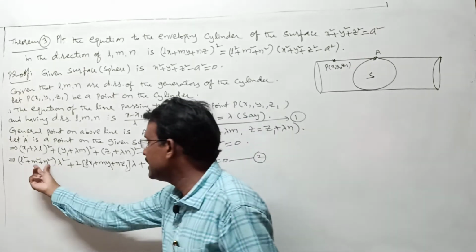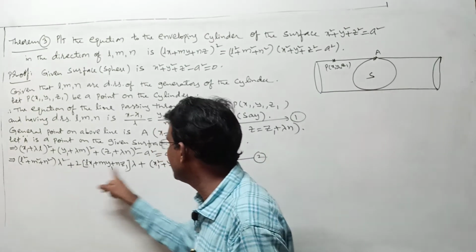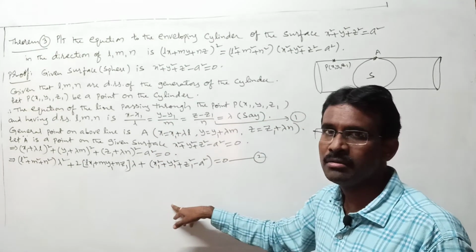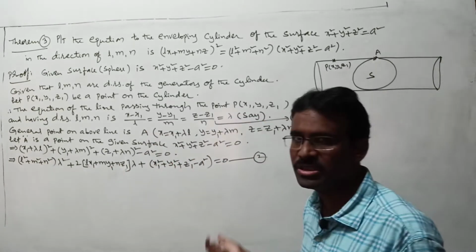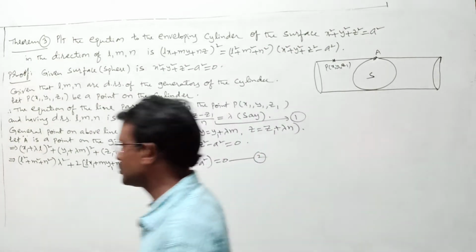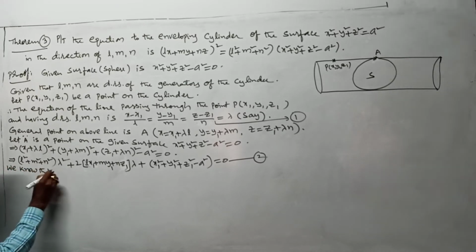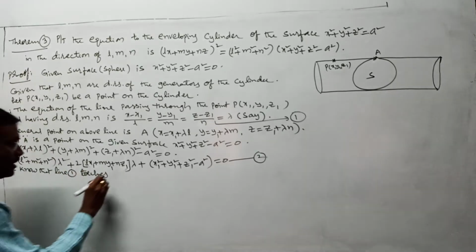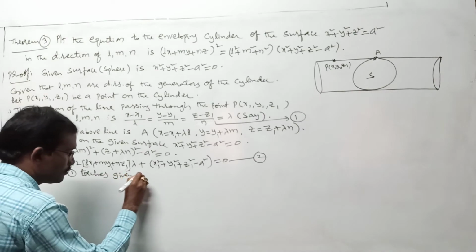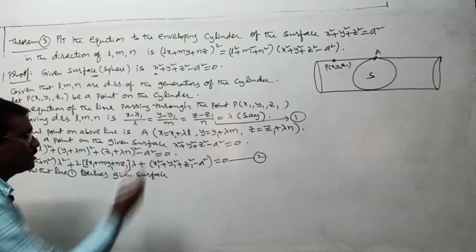Here let us take this as ax square plus bx plus c. What is the discriminant here? B square minus 4ac becomes 0. I am using that condition in the next step, right? We know that line equation 1 touches the given surface. Given surface means what? This sphere, right?